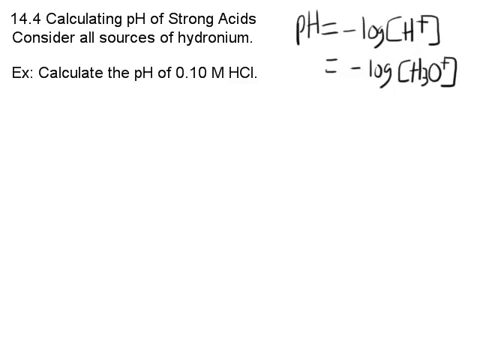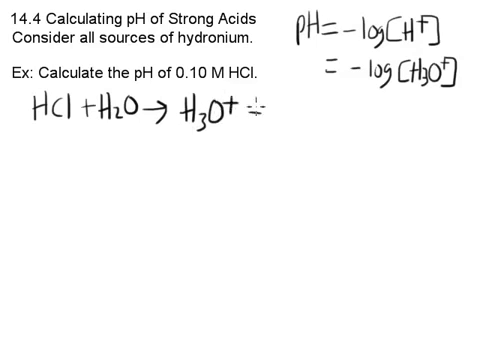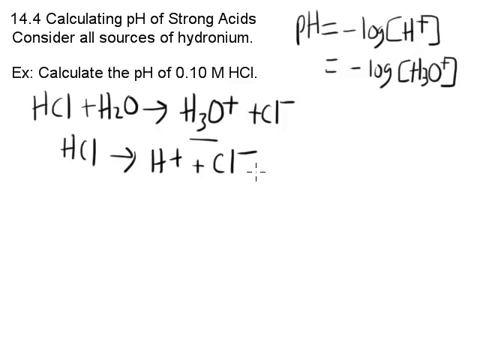Go ahead and pause the video and write down all the sources of H plus in that 0.10 molar solution of HCl. So the obvious one is the HCl. When you put HCl in water, it falls apart and forms H plus, which reacts with the water to make H3O plus, and Cl minus. So there's one source, your HCl. If you just write the equation like this, HCl falls apart into H plus plus Cl minus, that's fine. It's not what's really happening in real life, but it's an easy way to show the same thing.